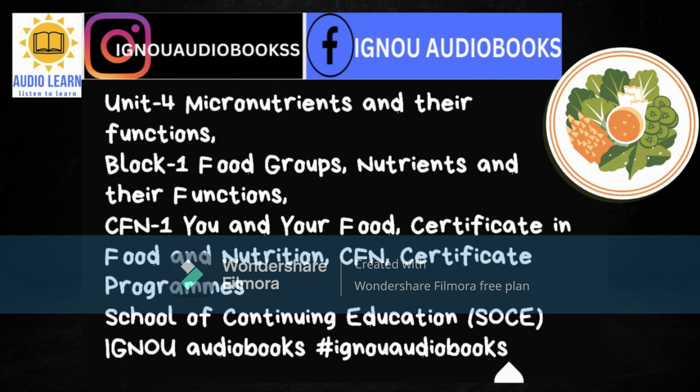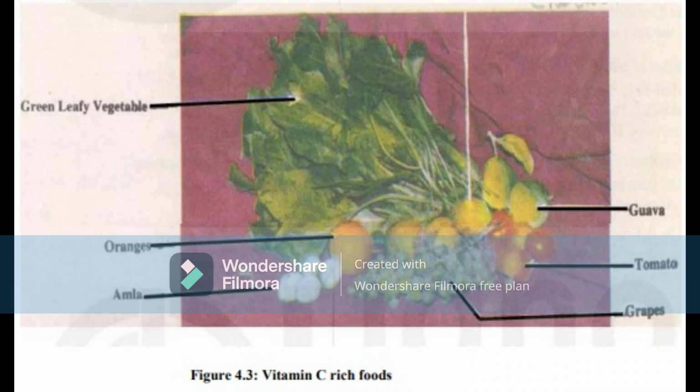Other good sources are vegetables like cabbage, green chilies, tomato and green leafy vegetables like spinach, methi, radish leaves, amaranth and chole. Amla is a cheap and very rich source of vitamin C. Figure 4.3. Vitamin C rich foods. Look at the screen for table content.